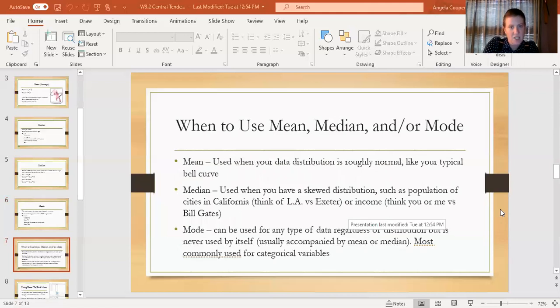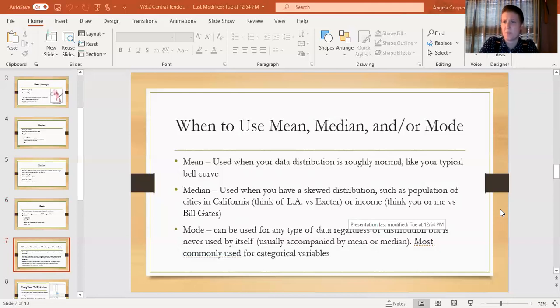Now, in terms of when to use them, we use mean very frequently in statistics, and it's used when our data distribution is roughly normal. We'll get more into exactly what a normal distribution is later on in the semester in a couple weeks, but for right now, we use mean a lot for statistics, especially in this class.